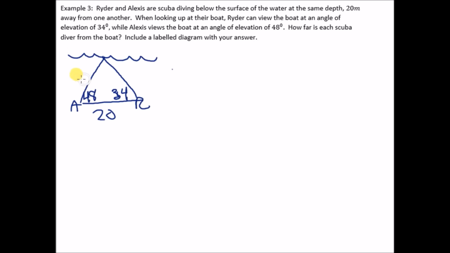So, very similar question. This is little r, this is little a. Let's call this B for boat. Let's find angle B. Angle B is going to equal 180 minus 34 minus 48, and I get 98 degrees. Then we can use that 98, because now we have a matchup. We have angle B and side B.